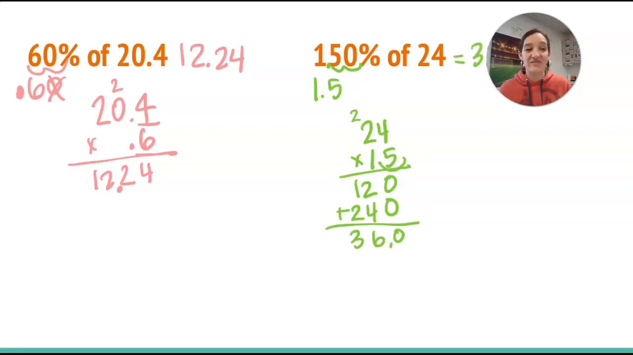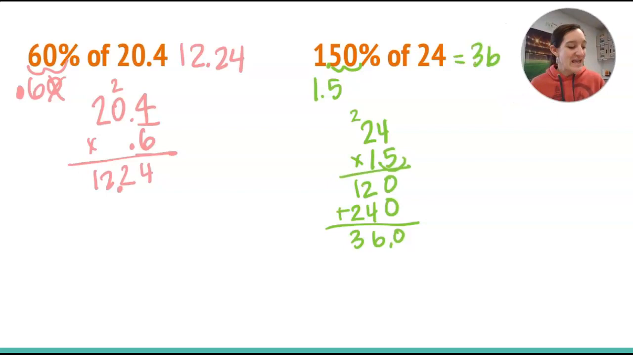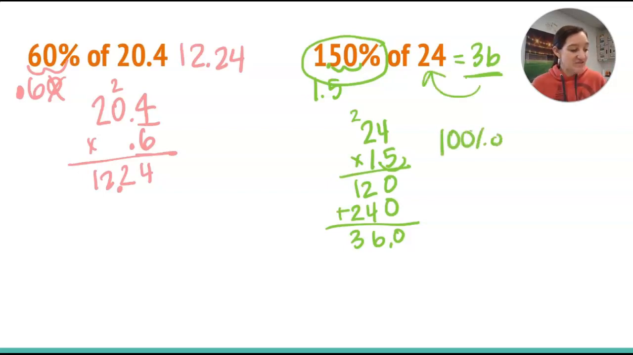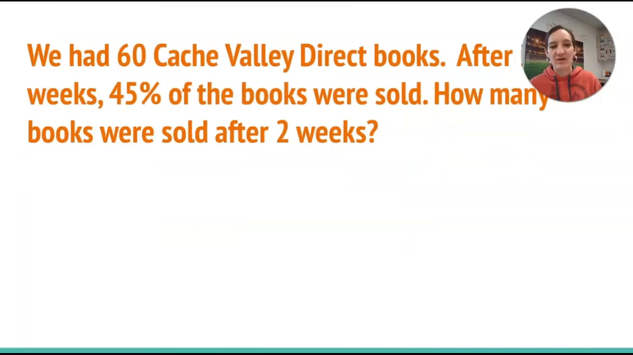Oh, here's something else you are going to realize. If you're finding more than 100% of a number, your answer is going to be bigger than the original number you started with, right? Because 100% of 24 is 24. So if we're finding more than 100%, our answer is going to be more than what you started with. So that's another thing to think about.